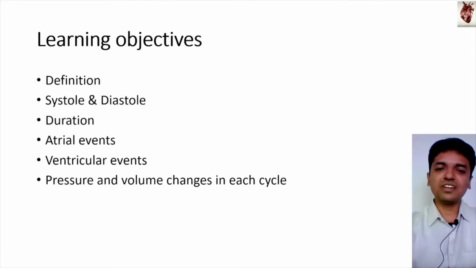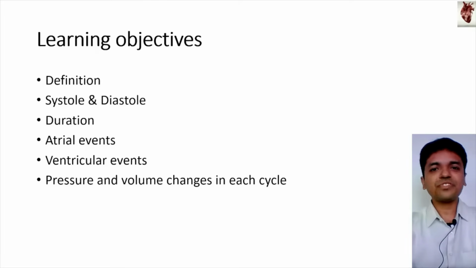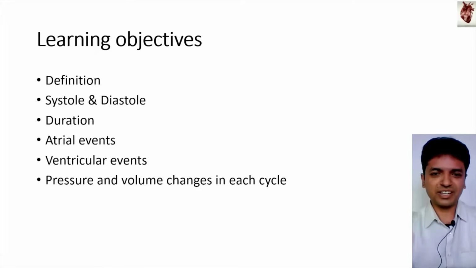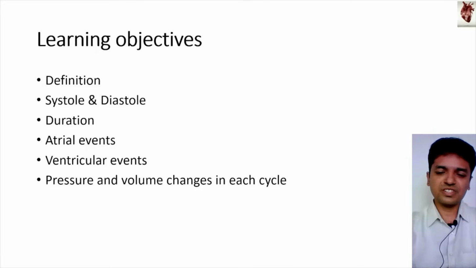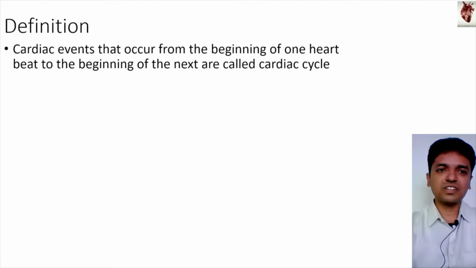And then in these events, the most important thing that we are supposed to understand is the pressure and the volume changes which are occurring in each cycle, and this is more so with the left ventricular pressure rather than the right ventricular. So the pressure changes which are occurring in the left ventricle is what we are going to study. Okay, so let's just start with the definition.